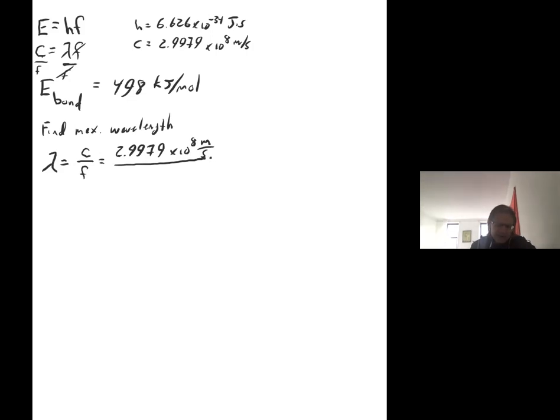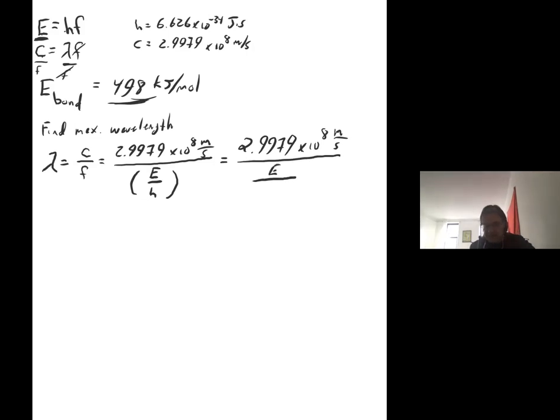But how are we going to find F? Well, all we know is the energy of the chemical bond. So that's E right there. So what is F? F is E divided by H. So I'm going to write this in as E divided by H, and we know what H is. H is 6.626 times 10 to the minus 34 joule seconds. I'll put that in parentheses so you can see it's E divided by H. So we're almost there. We just got to find E.